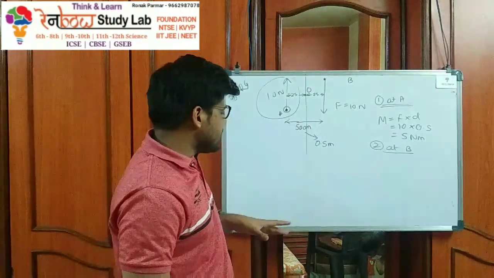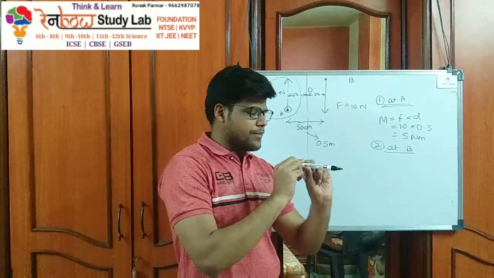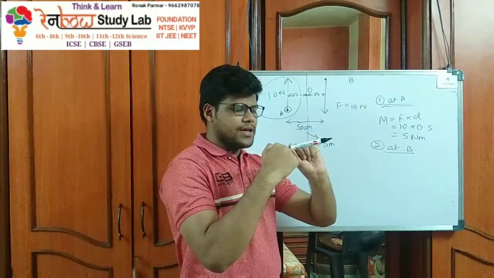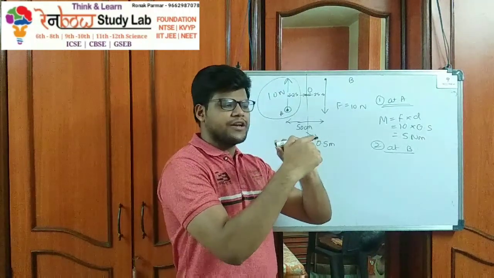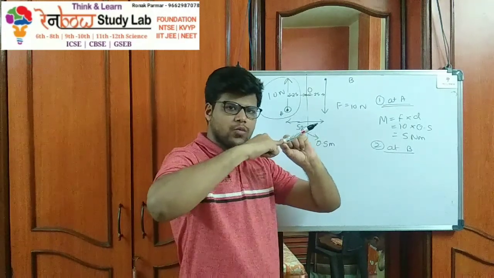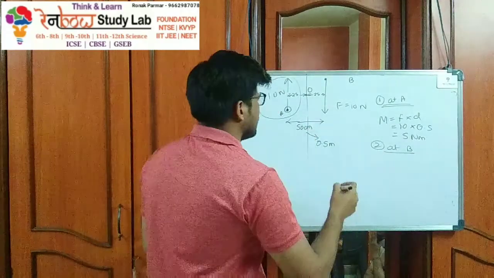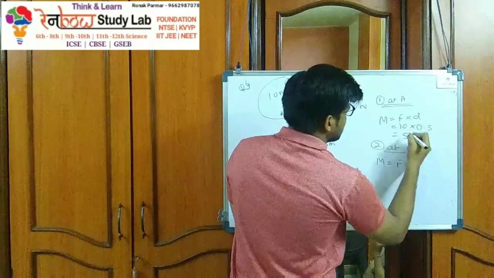It's like if I'm having this pen, I'm pivoting at this point here. I apply force on this end, the pen will not rotate. But if I apply force at any other point, the pen will rotate. But at the pivot point, however much force I apply, it won't rotate. At B, again M is equals to F into D.